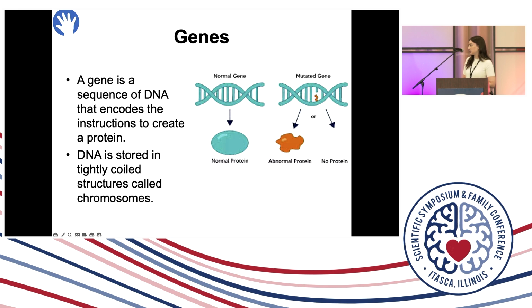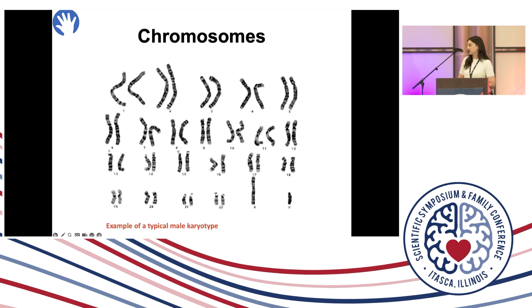The DNA is stored into tightly coiled structures that are called chromosomes. And we have a specific genetic test called a karyotype that actually allows us to look at the number and the structure of the chromosomes within our cells. And so if we're looking at this karyotype right here, and if you count those up very quickly, you will see that we have 46 chromosomes. They are organized into pairs, and so you can see one pair here, another pair here. And we have 23 pairs in total.